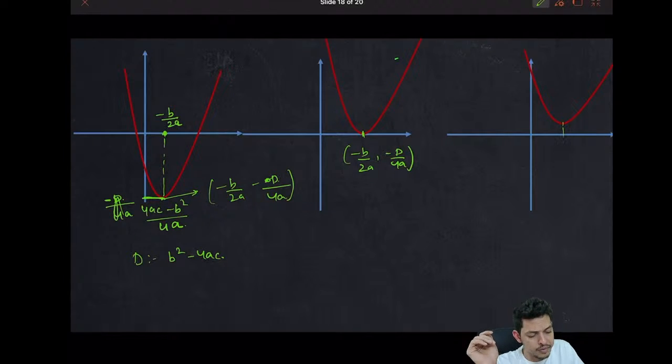And here the minimum value, again, where does it occur? At minus b by 2a. What is the minimum value? So this is minus D by 4a, and because D is negative here, so we can see the minimum value is positive. Okay, so do remember this. And this is called the vertex of the parabola. In each of these cases, we call it the vertex of the parabola.